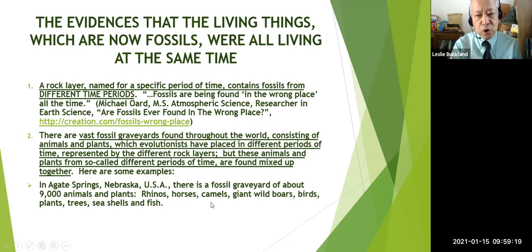If evolution were true, why is it that this which had evolved into an amphibian that can live both in the water and on land, and evolved into reptiles and then into birds, why is it that all of them are together in one big fossil graveyard in Agate Springs in the state of Nebraska, the United States of America? That does not support the theory of evolution. It contradicts it.